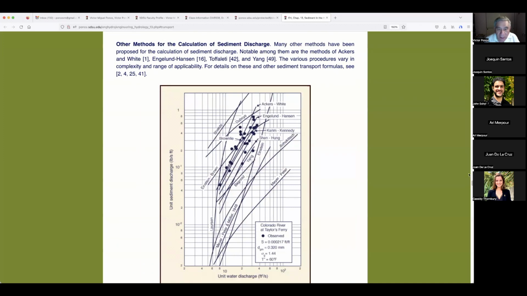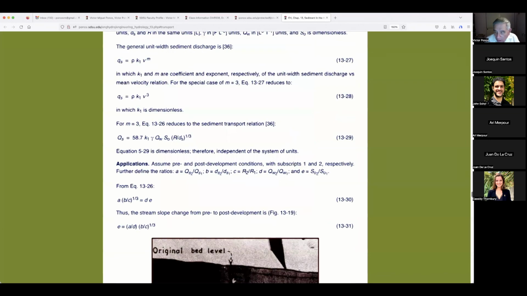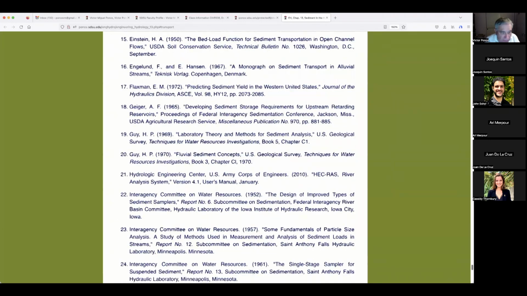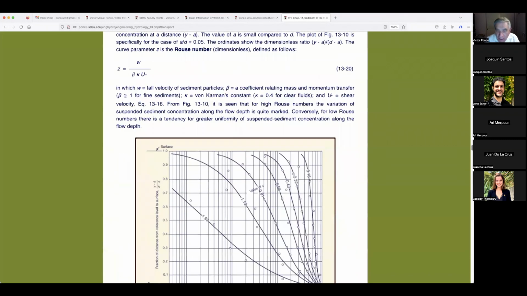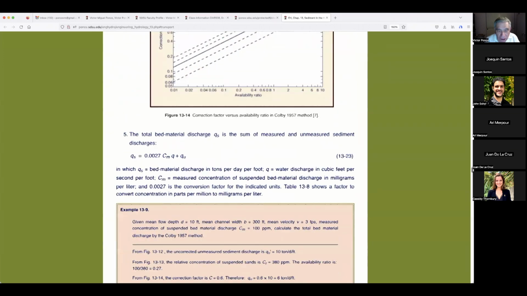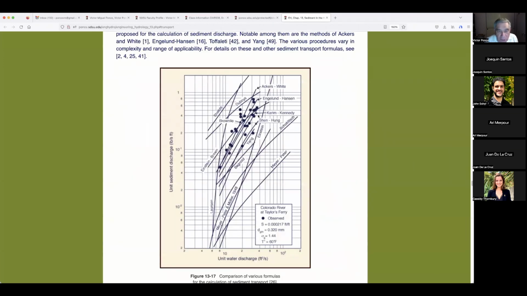I got 3 minutes. I'm going to show you this chart that I already showed. This was part of, I believe, let me see, number 26 reference. Julien, Erosion and Sedimentation, Cambridge University Press. Professor Julien, Colorado State, wrote a book in 1995, and he added this chart in here, which I thought was very good. And as you can see, we put in there 2, 4, 6, 8, 10, 12, the most widely recognized equations for calculation of sediment transport.